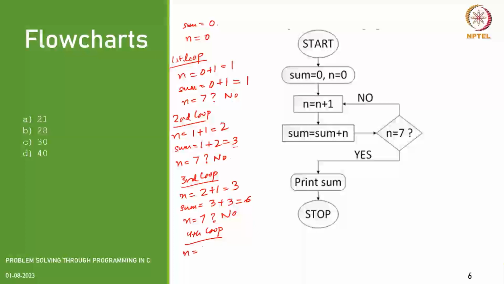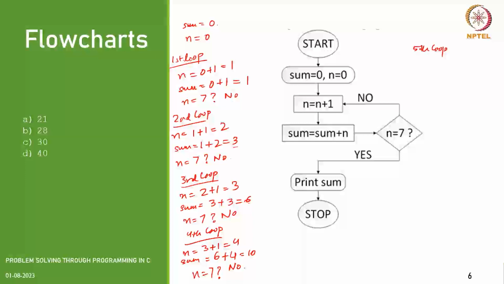You again increment the value of n by 1, it becomes 4. Now you say sum equals 6 plus n, that is, the sum value was 6, and then plus n, which is 4, so it becomes 10. Now again you ask the question, is n equal to 7? And still no.